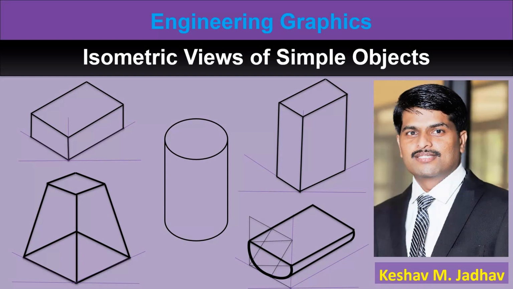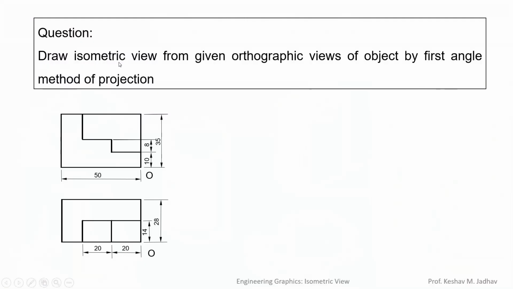My name is Keshav Jadhav, and in this video I will explain how to draw isometric view from given orthographic views of simple objects. So in this video I will explain how to draw isometric views of simple objects like this. A question will be like this: draw isometric view from given orthographic views of object by first angle method of projection. So these orthographic views are given as per first angle method of projection.